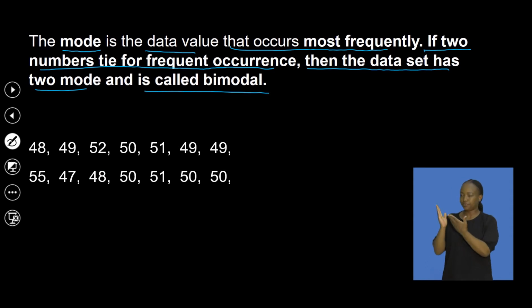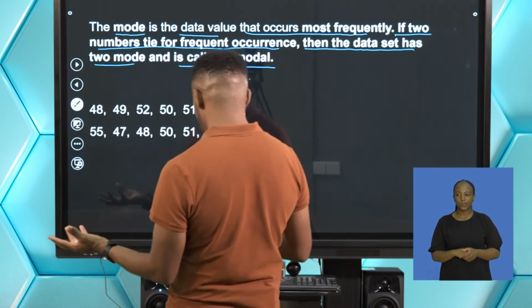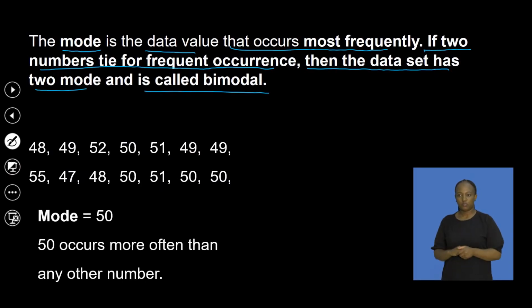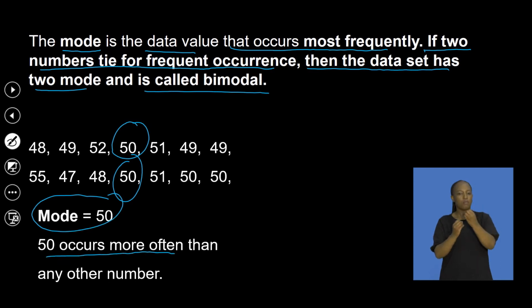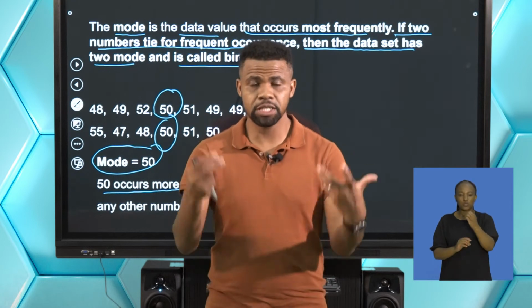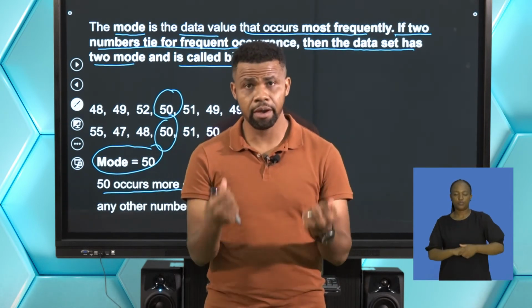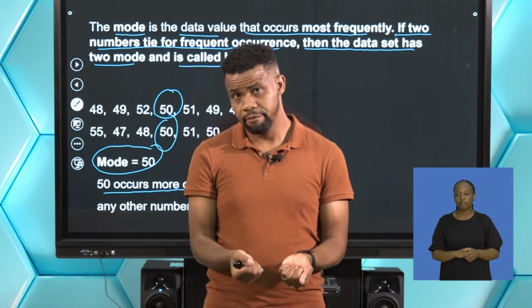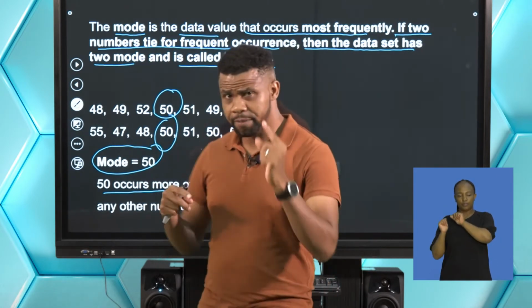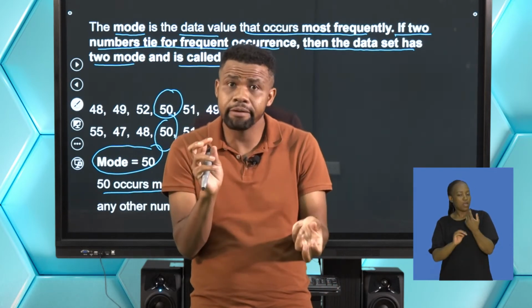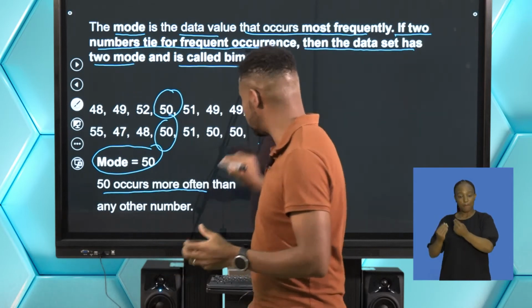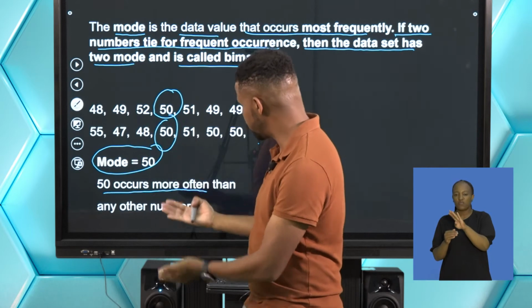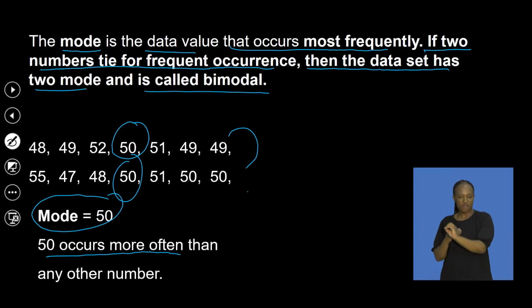So let's look at this set of data. We have 48, 49, and so on. So what is the mode here? I have 50 there. Can you see 50? Okay. The mode is 50. 50 occurs more often than any other number. We together? Okay, fantastic. This is raw data because the data is not grouped. I can see the actual 48, 49, 52, 50, 51, and so on. I can tell that 50 is occurring more often than the others, hence it is the mode.